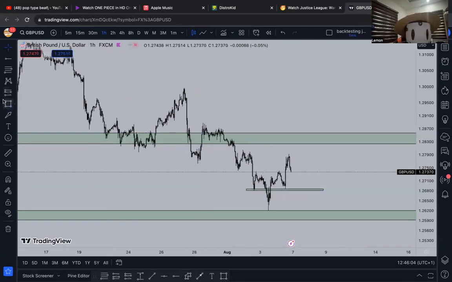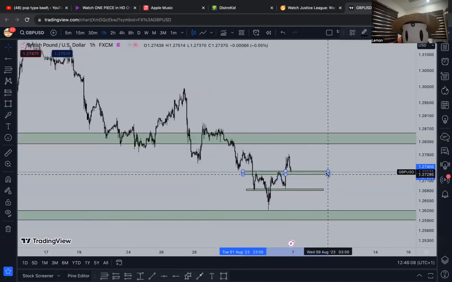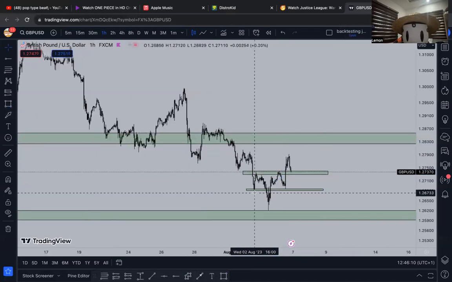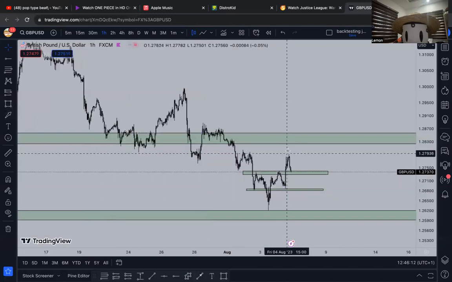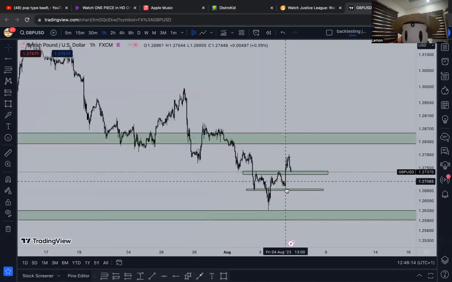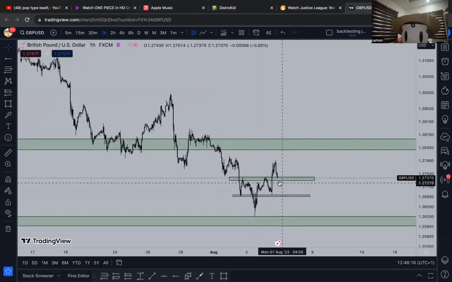Since this is an inverse head and shoulders playing out here, you can draw your neckline. This is a neckline. You can see left shoulder, head, right shoulder, came back down to retest. So what we are trying to see right now is a reaction, what price will do at this area before we start going higher.